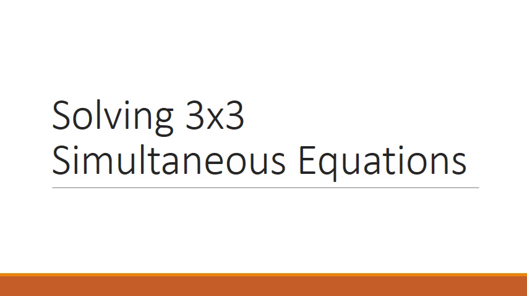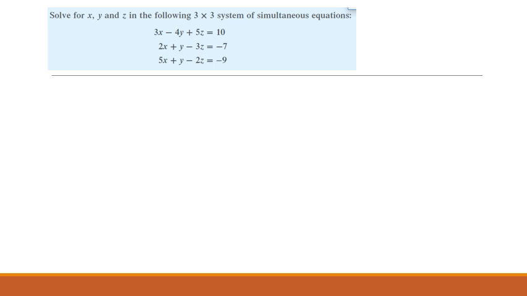We're going to look at how we solve 3x3 simultaneous equations in this video. Now, whenever you're solving 3x3 simultaneous equations, the idea is you want to eliminate two variables so that you're left with one, then you can use that to substitute it all back into the originals.